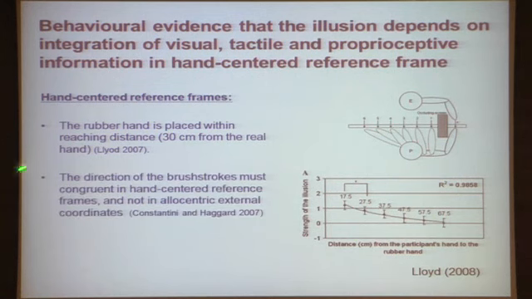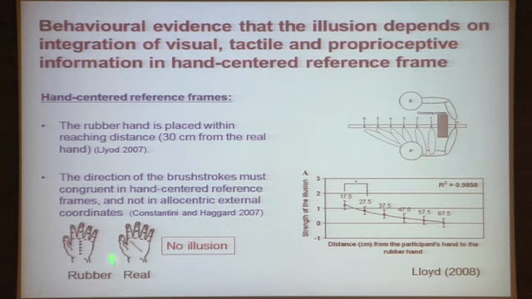It also shows that the direction of the brush strokes on the two hands must be spatially congruent in a coordinate system that is hand-centered. Now, what is that? A little bit technical. Well, it means that if you put the rubber hand here and the real hand here, and if you stroke the two hands at the same time but in different directions, you get no illusion because they are not isodirectional, they're not in the same direction with respect to the hand.